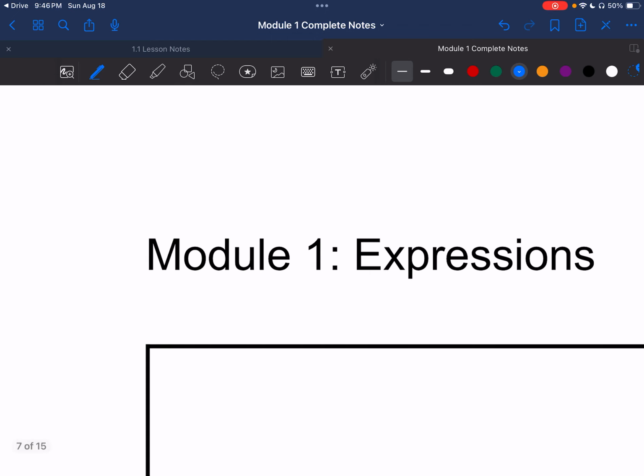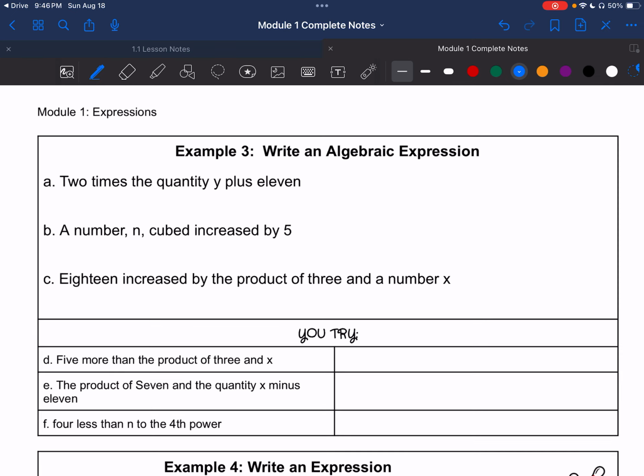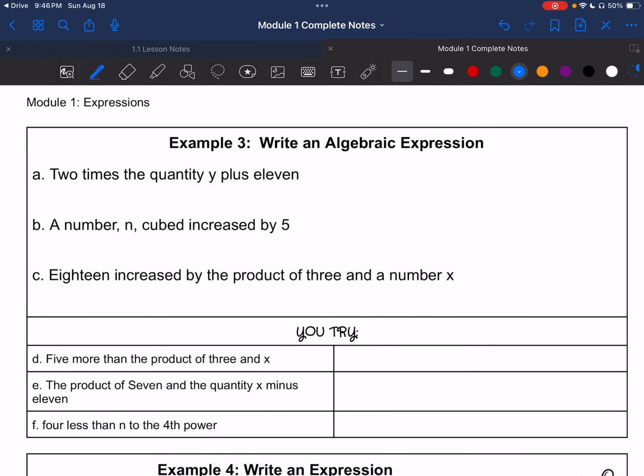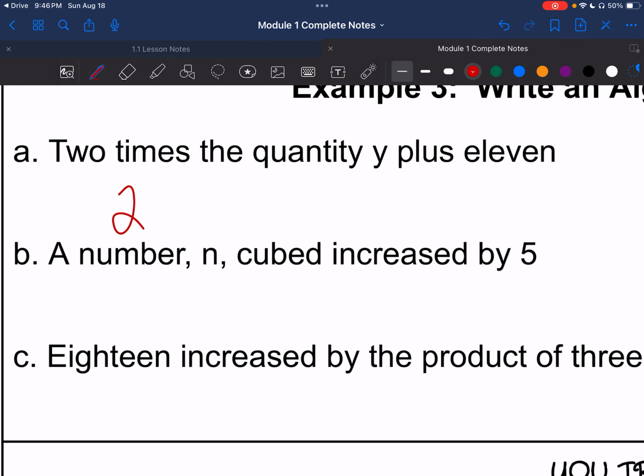Okay, so we're going to take a look at our next section, which is example 3, write an algebraic expression. Okay, so we're going to write an algebraic expression here. We have 2 times the quantity y plus 11. So 2, let's zoom in a little bit. So we have 2 times the quantity y plus 7. So that tells us times the quantity is parentheses y plus 7. Not 7, 11.